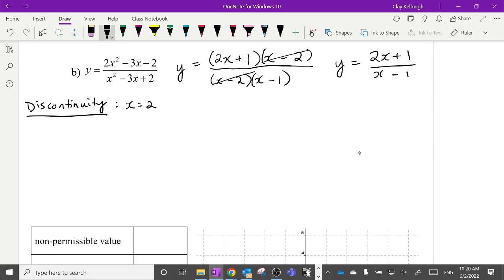Let's figure out how much that is, though. If x is 2, where is the hole? That's 2 times 2 plus 1 over 2 minus 1. So that's 4 plus 1, that's 5 over 1. So the discontinuity is the point (2, 5). So that's where the hole is when I draw my graph. Otherwise, we have to figure out all the other stuff about this graph.